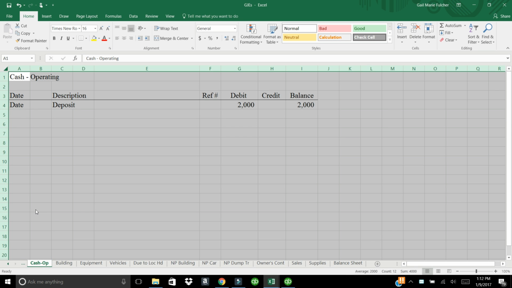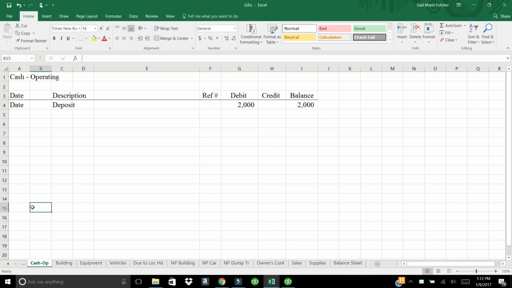We have covered general journal entries, and just note that whenever you are recording checks and deposits, that's usually done directly to the general ledger. All right.